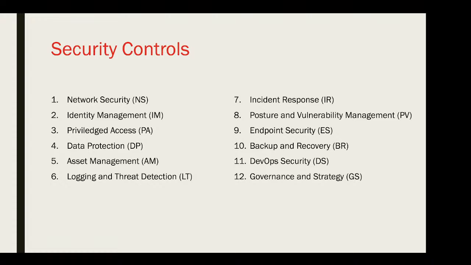So as I said earlier, there are 12 different security controls, starting with network security and identity management, privileged access, data protection, asset management, logging and threat detection, incident response, posture and vulnerability management, endpoint security, backup and recovery, DevOps security, governance and strategy. And each of these has a code. It's always 2 digits. And then there's a tag for each of the security controls in there as well.